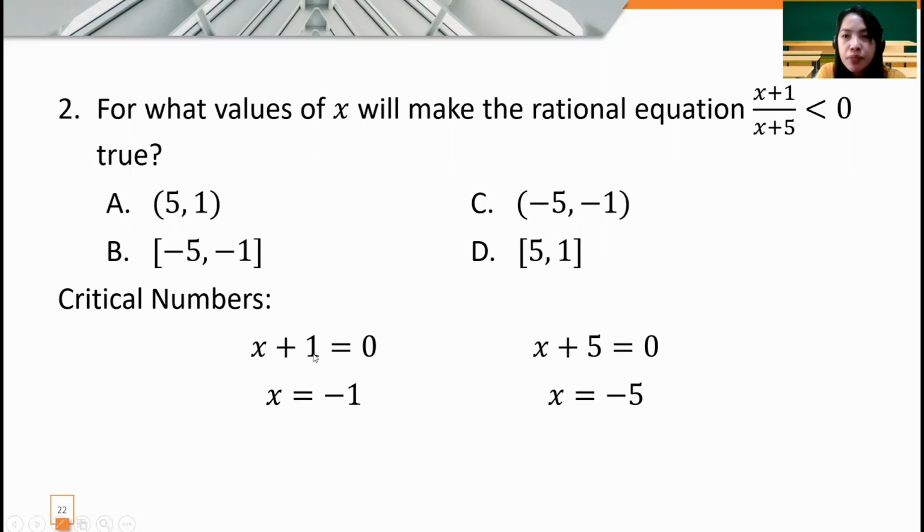Ang critical numbers na pwede nating makuha, x plus 1, equate that to 0. Value of x is negative 1. And x plus 5, equate that to 0. We have here x equals negative 5. So, ang critical numbers natin ay negative 5 and negative 1. Ang A, hindi naka-negative ang 5 and 1. So, letter C is the correct answer.